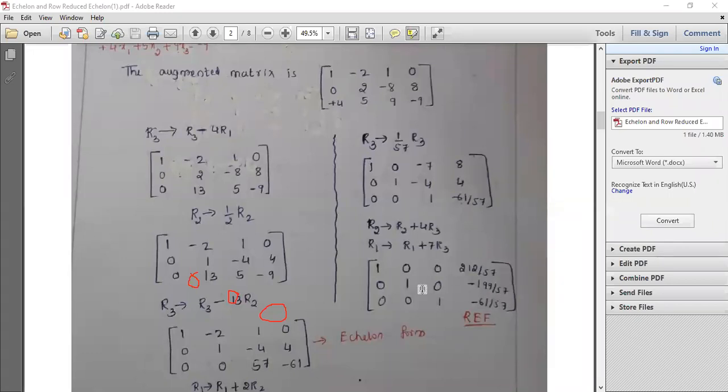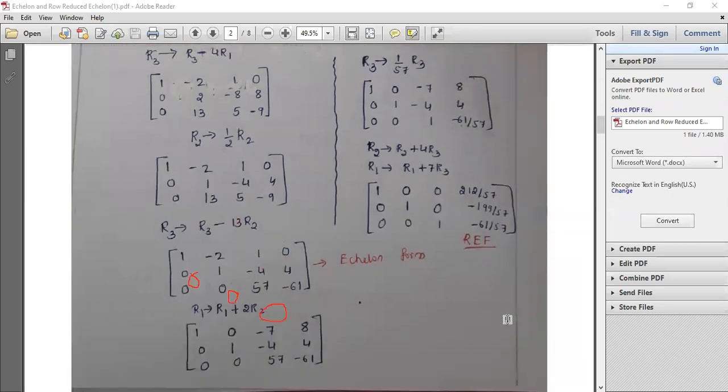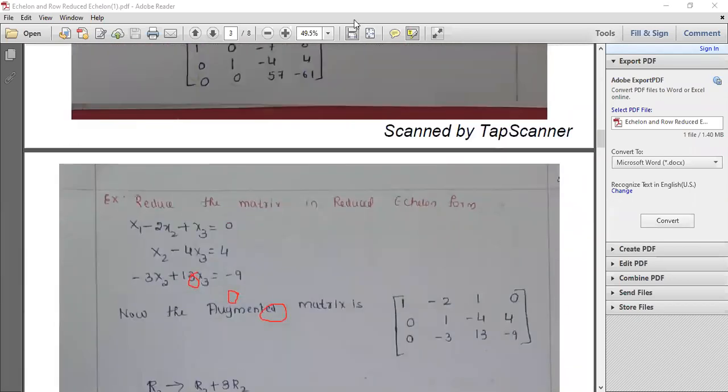Here if you observe clearly, each leading element is equal to 1, and in each column other than the leading elements, every element is 0. This is the leading element, these two terms are 0. This is the leading element, these two terms are 0. And this is the leading element, so these two terms are 0. Then we can call this a reduced echelon form. In short, we call it REF. Okay, that is reduced echelon form. Now in the same way, we can take up the next example.